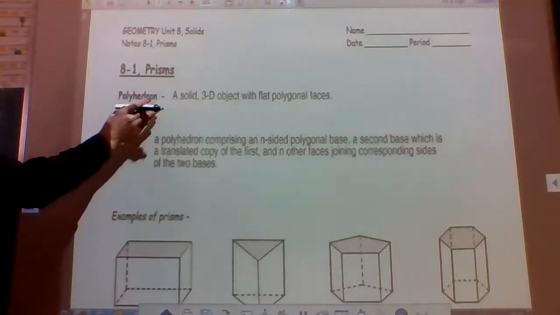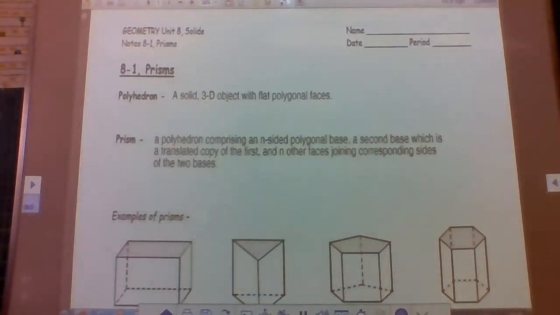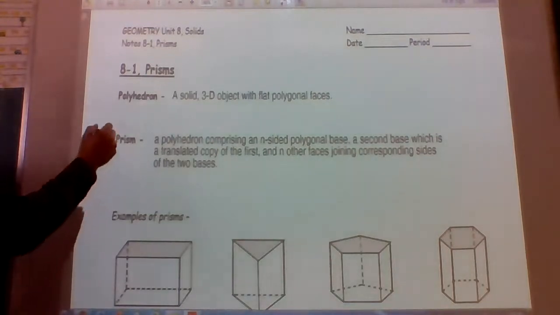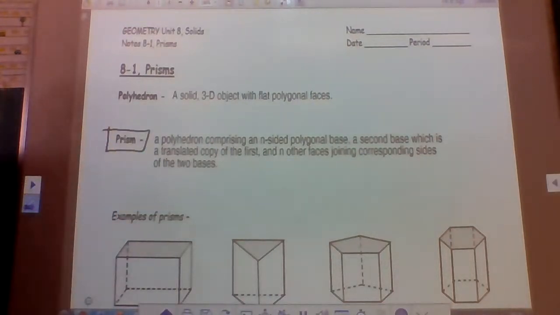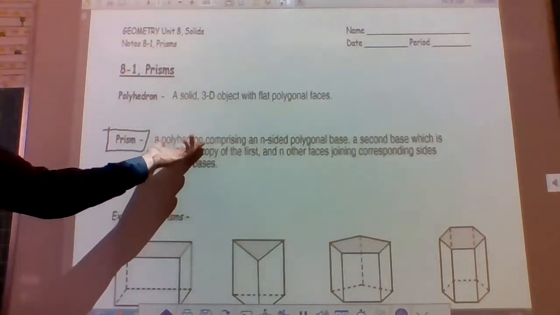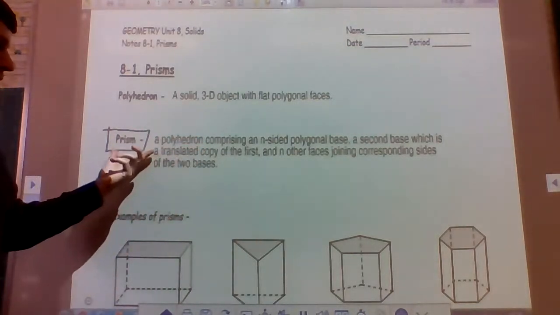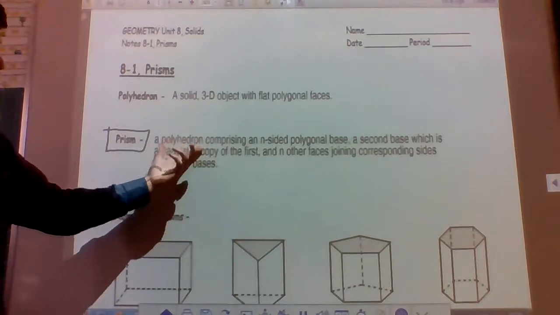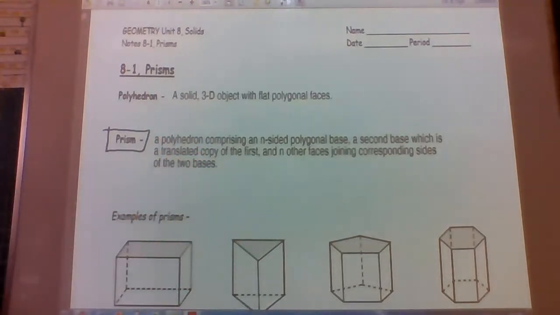So we don't really care about the definition of polyhedron. A polyhedron is a solid 3D object with flat polygonal faces. We're not too interested in that. What we're interested in is the definition of a prism. A prism is a polyhedron, and that's why we're interested in polyhedron, because it's part of the definition of a prism. So a prism is a polyhedron, meaning it's three-dimensional with flat polygons as all of its faces.